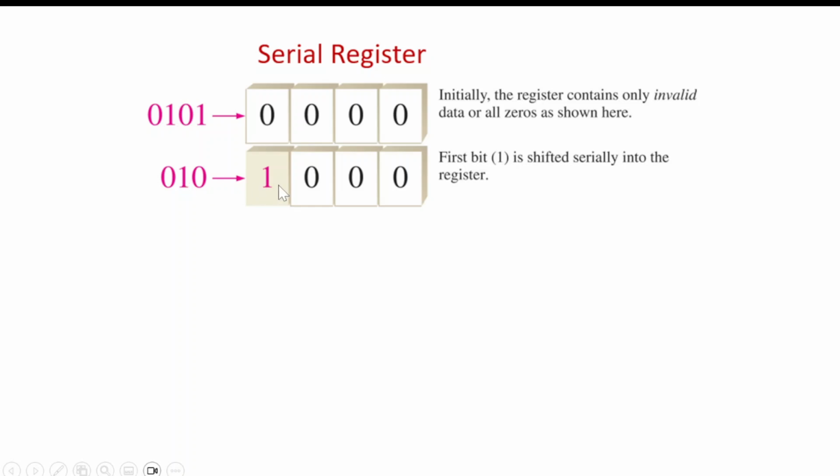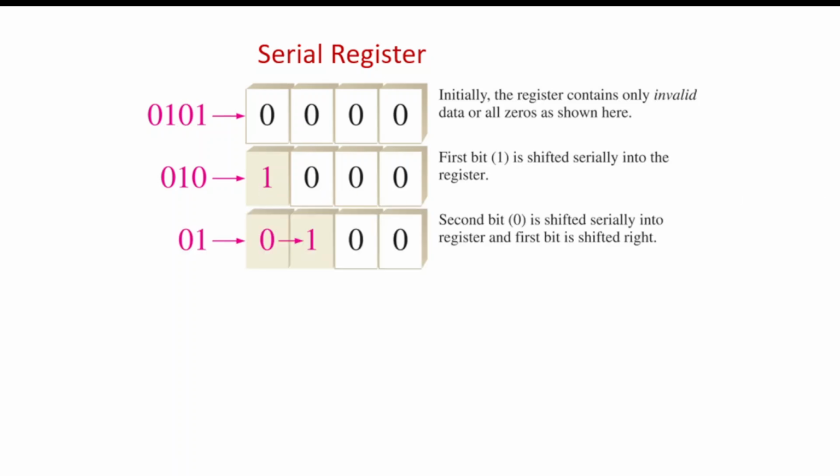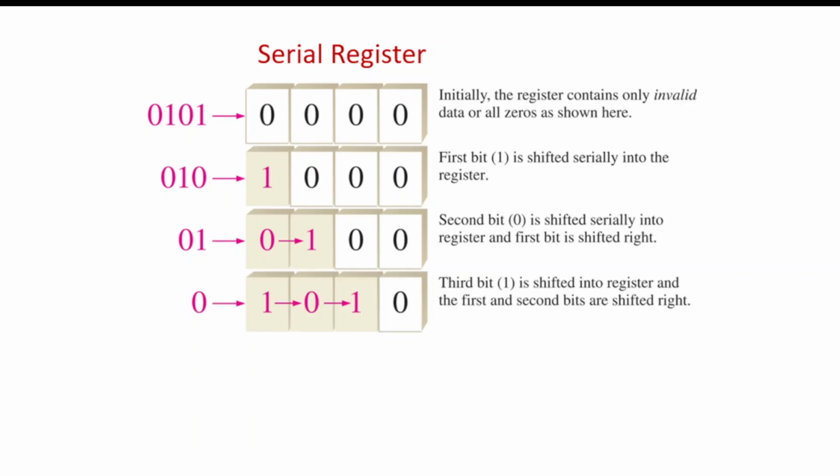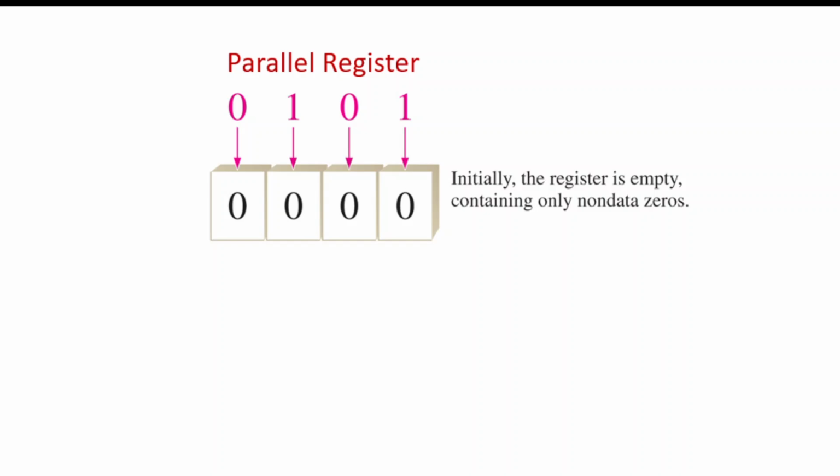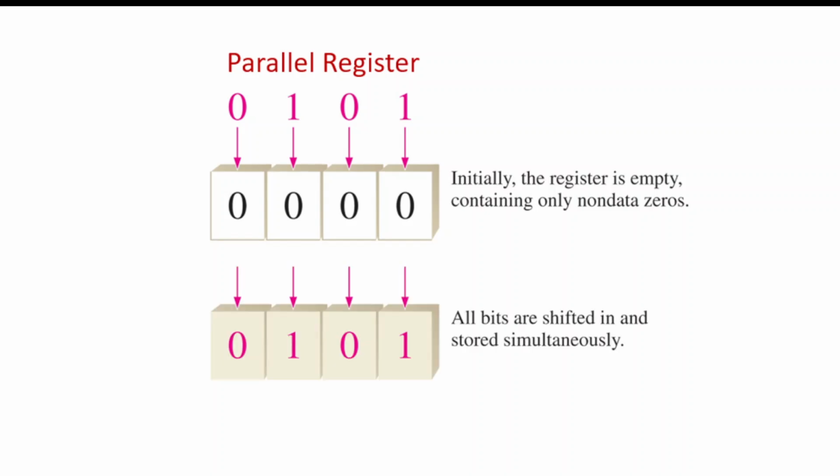One at a time comes in, and what happens is it shifts from left to right in this situation, and all the way along until all of the bits are stored into the register. This is known as a shift register, and because we're shifting to the right, it's known as a shift right register. The other type of register we have in digital logic is a parallel register. Initially, the register is again empty, containing only non-data zeros. But instead of it shifting in left to right one bit at a time, all of the bits are shifted simultaneously into the register.